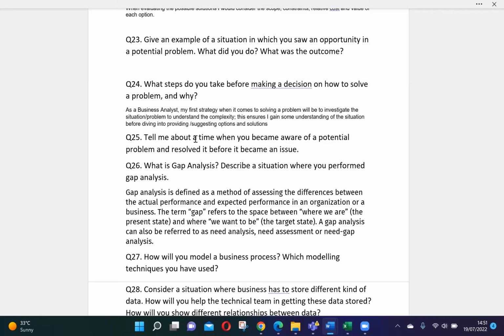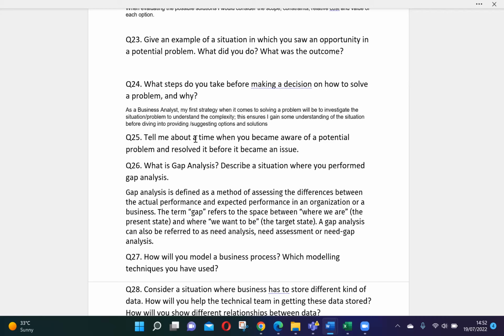Think of something different. The potential problem is maybe the project looks as if we're not going to meet the deadline, due to lack of resources. Does that make sense? No, that does not sound good. Try to think again from a system perspective, the potential problem that you identified in the system.